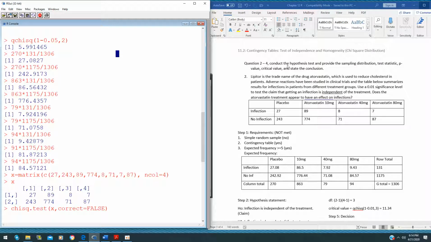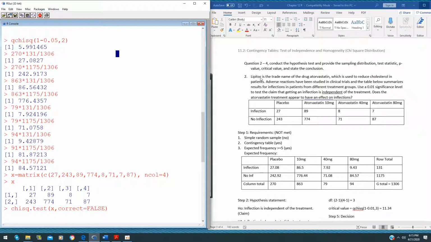So you had to conduct a hypothesis testing and provide the sampling distribution, test statistic, p-value, critical value, and state the conclusion. So the sampling distribution for this chapter 11 is going to be a chi-square distribution. So that's the easy 1 point in your test. So the test statistic, p-value, and critical value will be found using your R.